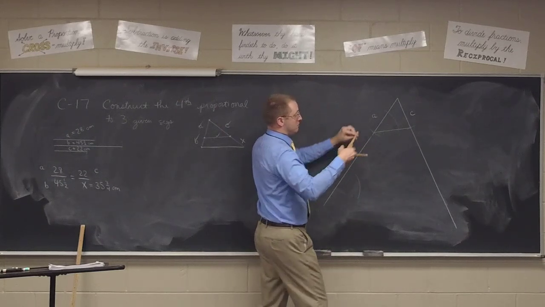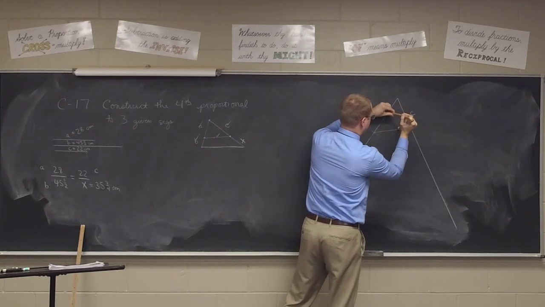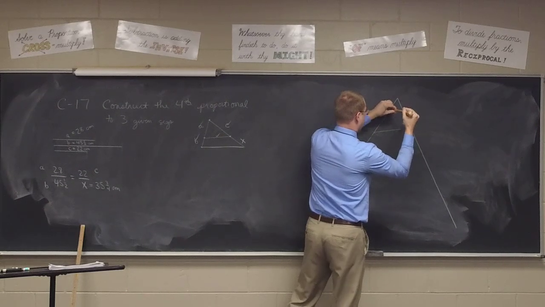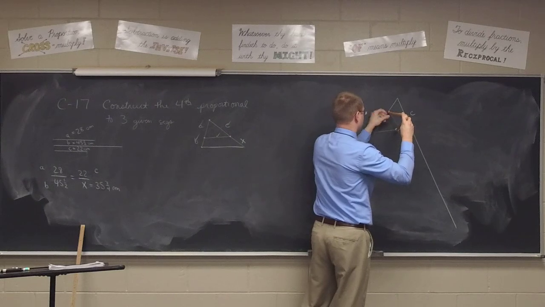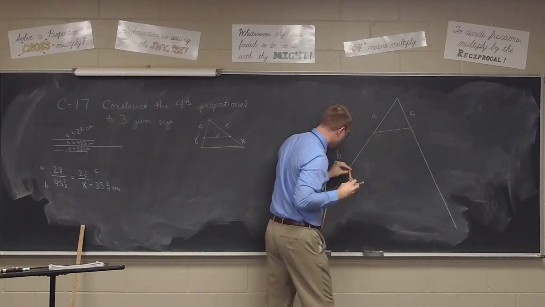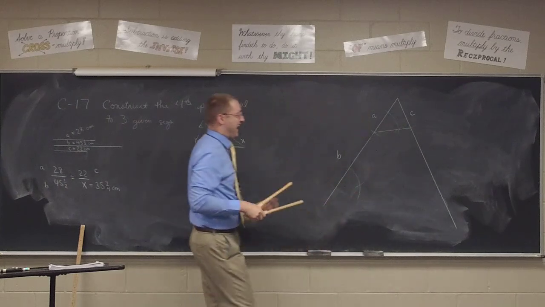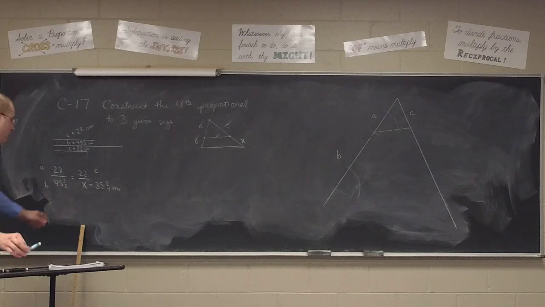Then, of course, measure across the arc that we know. Really, more than anything, we're copying an angle, right? Because that's what making a parallel involves, is copying an angle. Measure across, and as you connect the dots, you will be making a parallel because corresponding angles will be equal.